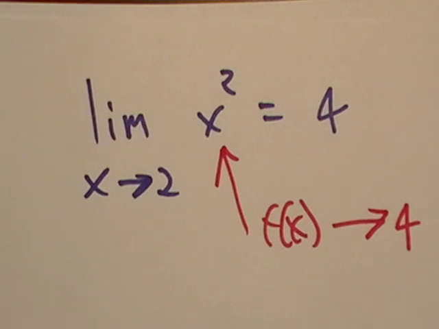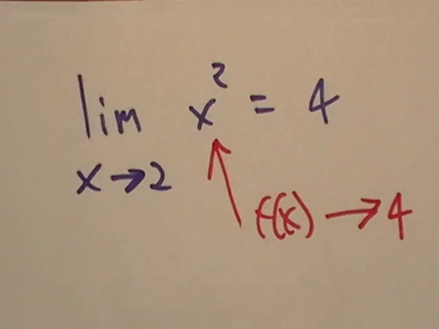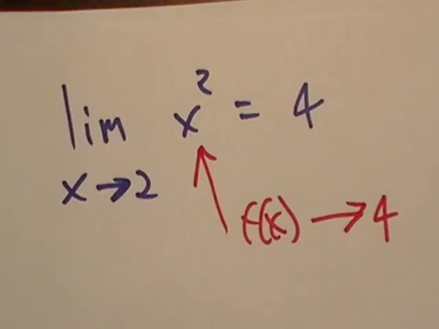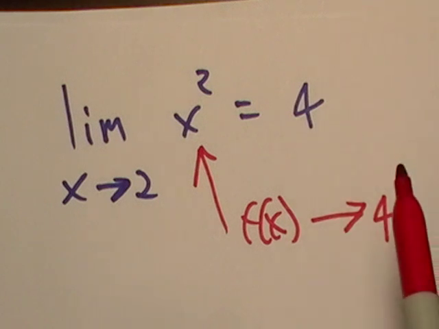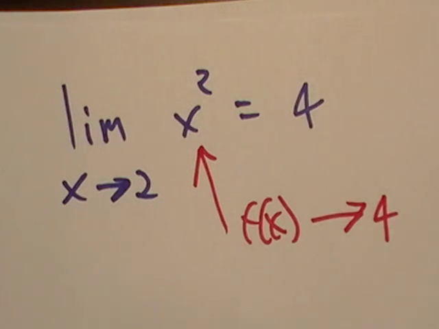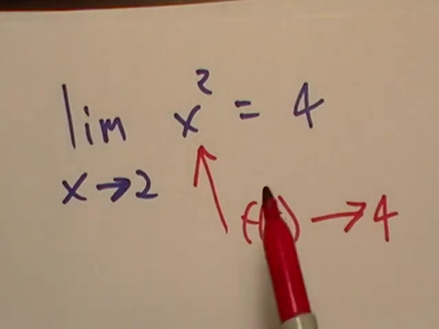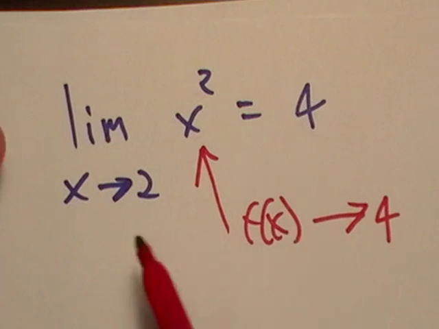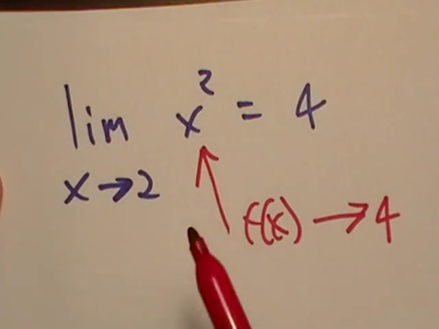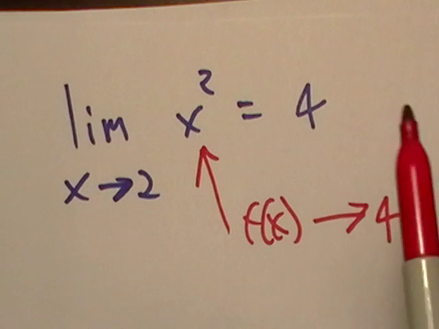So just remember, we're not looking at what the function's actual value is at 4, because it may or may not be 4. In this case it is, but just remember that we're looking for the limit. We're not evaluating the function. And that's the last thing I want to go over.